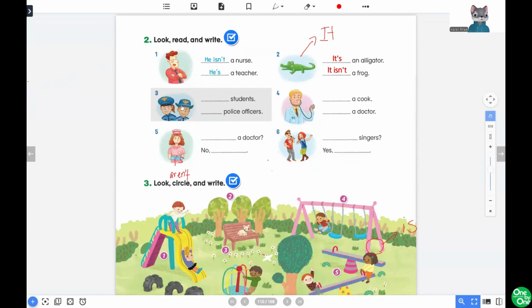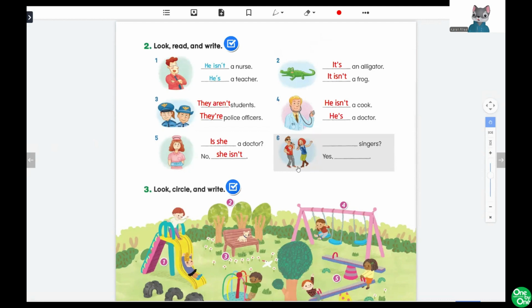Number 3. Because they're police, we don't say they are students, we say they aren't students. And then they are police officers or they're police officers. Number 4. Yep. He isn't a cook. He's a doctor. Next one. It's a question. So, is she a doctor? No, she isn't is going to be the answer. Next one. It's more than one person. So, are they singers? Yes, they are.